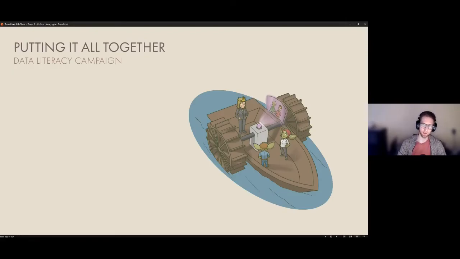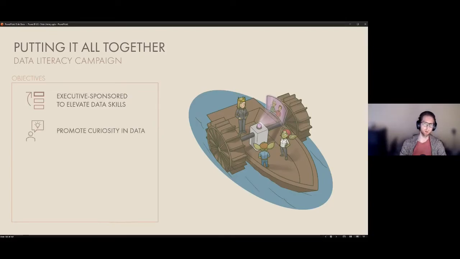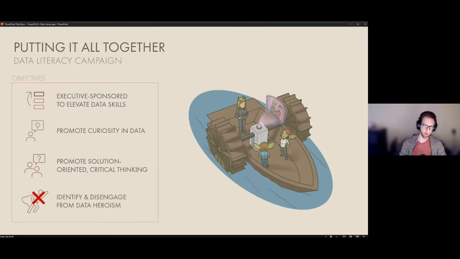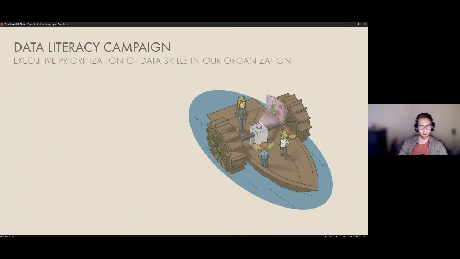They decided to put this all together and construct a data literacy campaign. What this looks like is it has some key objectives. It's executive sponsored, first and most importantly, to elevate the data skills of everybody in our organization. We want to promote curiosity in data as well as solution-oriented critical thinking. We want to try to identify and disengage from situations where there's a dependency on data heroes in order to create more sustainable ways of working with information.